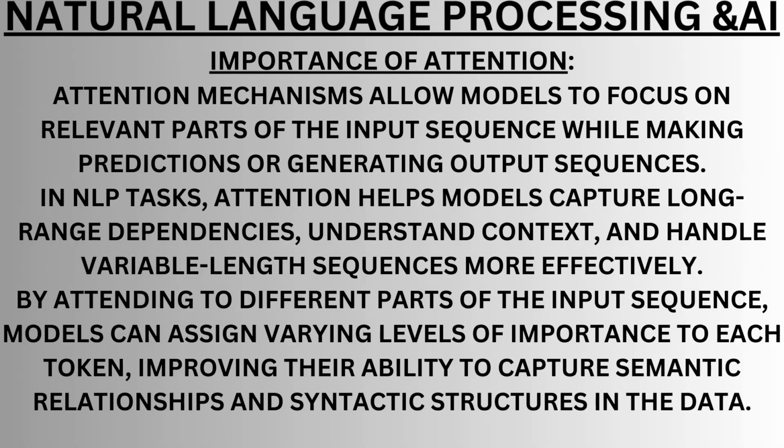Importance of attention. Attention mechanisms allow models to focus on relevant parts of the input sequence while making predictions or generating output sequences. In natural language processing tasks, attention helps models capture long-range dependencies, understand context, and handle variable-length sequences more effectively. By attending to different parts of the input sequence, models can assign varying levels of importance to each token, improving their ability to capture semantic relationships and syntactic structures in the data.